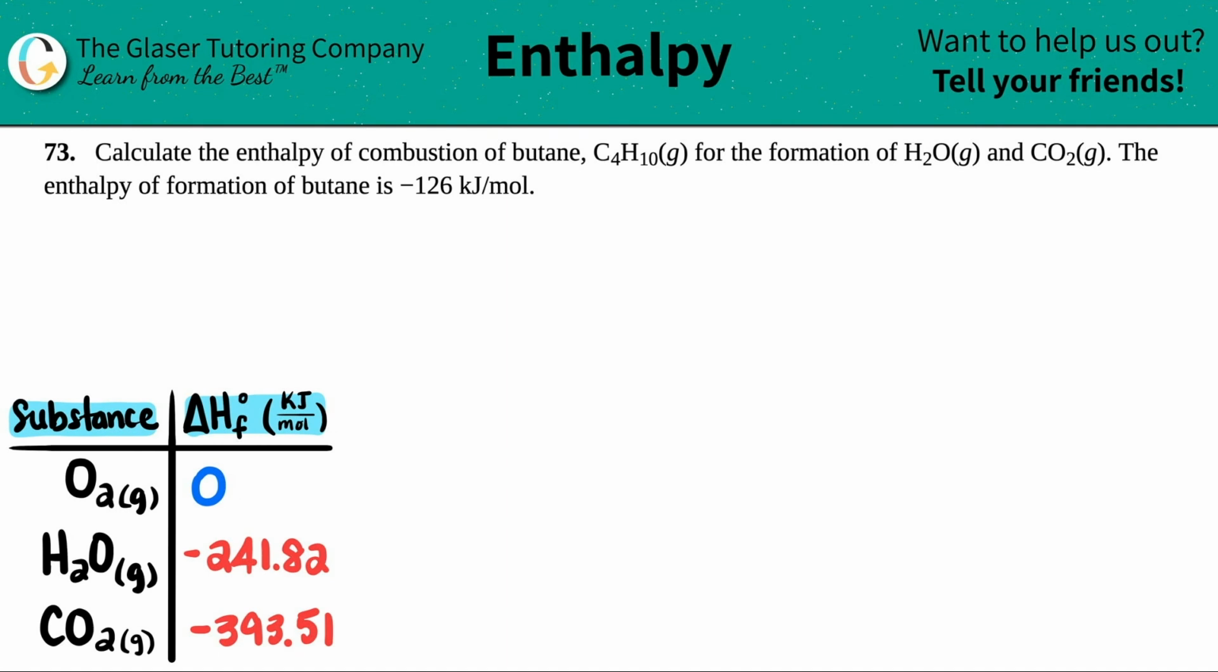Number 73, calculate the enthalpy of combustion of butane, which is C4H10 gas, for the formation of H2O gas and CO2 gas. The enthalpy of formation of butane is negative 126 kilojoules per mole.